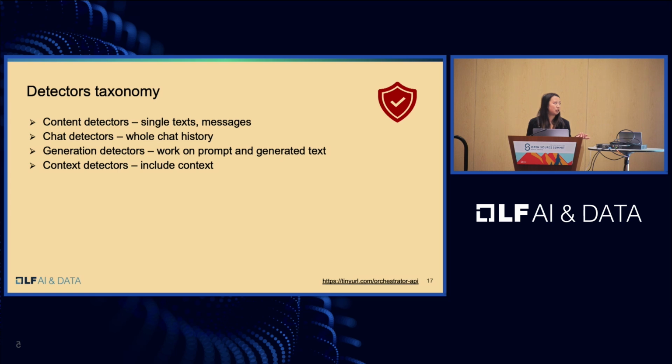And then chat detectors work on the whole chat history, so these are a little more structured. Think chat messages with roles and particular messages. So roles might include user, assistant, system, that sort of thing. And you might be interested in seeing what develops over a whole chat history. So an example might be something like egregious conversation, where over the course of the chat history, you're trying to see if the assistant is responding more and more egregiously.